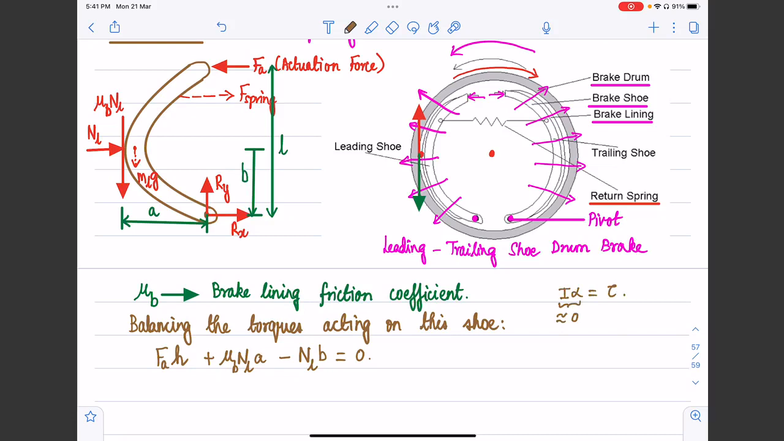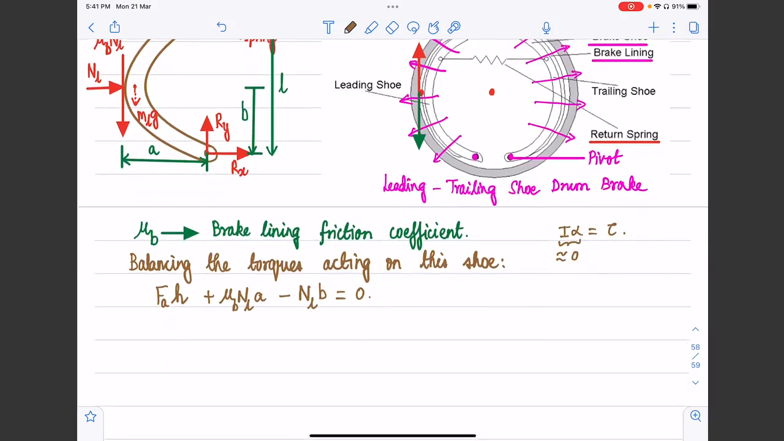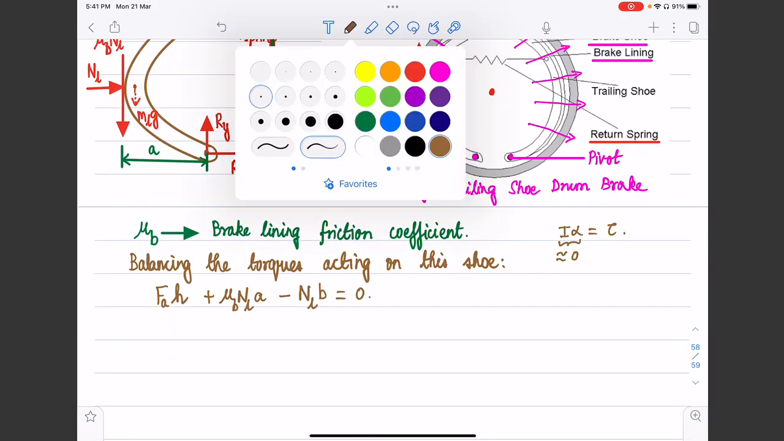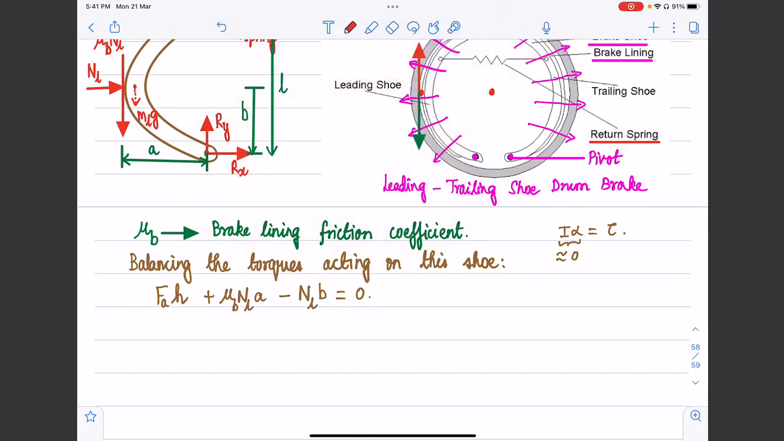Or even if there are small vibrations, we take I alpha to be much smaller when compared to the other quantities. So that is why we are essentially using this. That is the assumption under which we are doing this. So we are also neglecting any inertia, and then we are also neglecting spring return force.